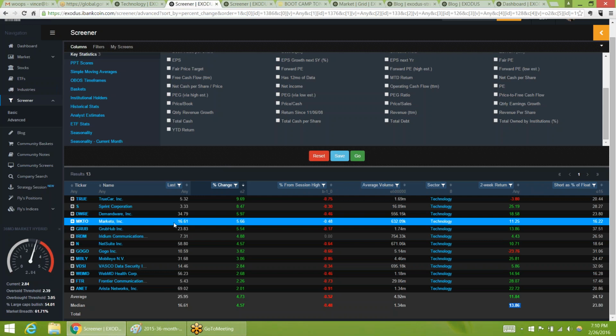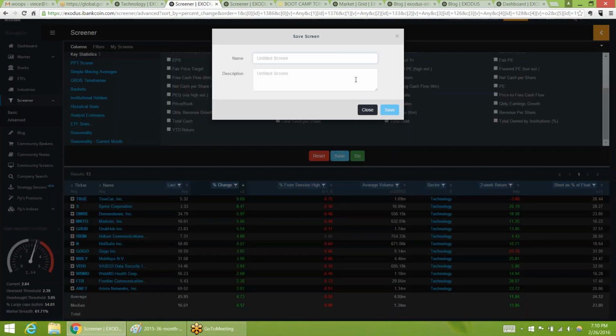And this could be done a bunch of different ways. And you could save this by hitting this save screen. You wouldn't have to rebuild it every single time. You could give it a name like momentum in sector with short float, and a little description. Looks for stocks that are heavily shorted in a given sector.